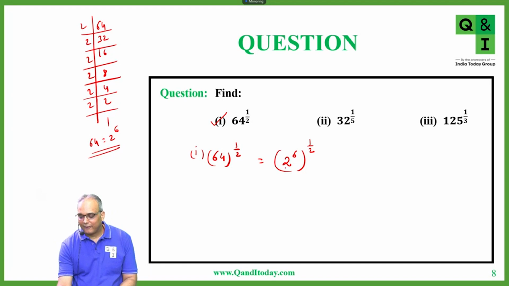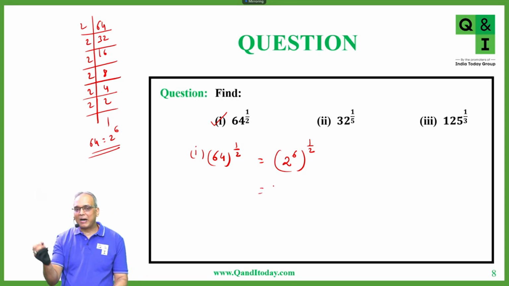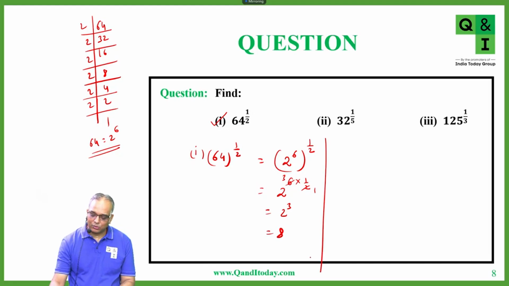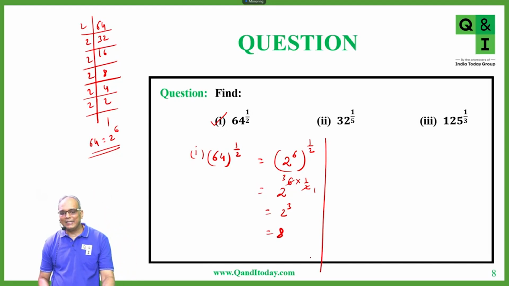Now this is what? Power of power. So you will multiply the powers. 2 to the power 6 into 1 by 2. This gets cancelled. So this is 2 to the power 3, which is equal to 8. So this would be an ideal way of doing it.